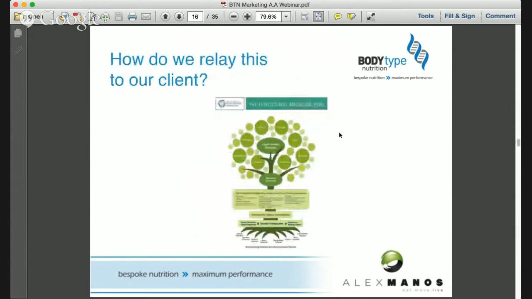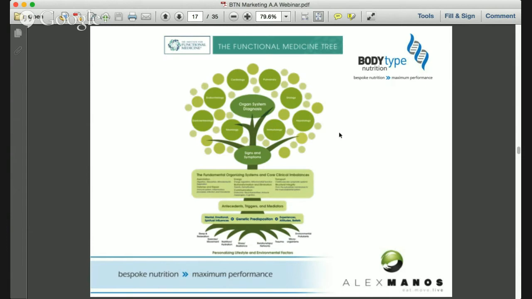So how do we relay this information in a short and concise way, in a way that the clients will understand? Well, at the Institute of Functional Medicine we have what we call the functional medicine tree, which is a great way of explaining to clients in very quick terms the concepts we've been talking about.